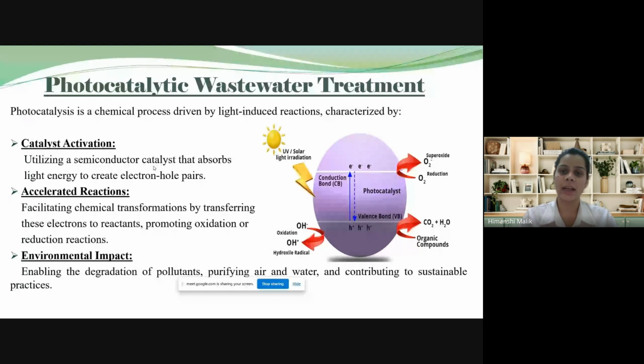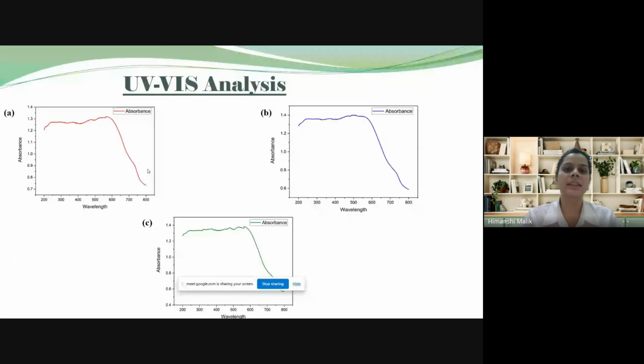These electrons and holes go to the catalyst surface and form superoxide radicals and hydroxide radicals to degrade our material, to degrade the malachite green. This is also for the absorption and for the band gap. I completed the UV visible analysis.